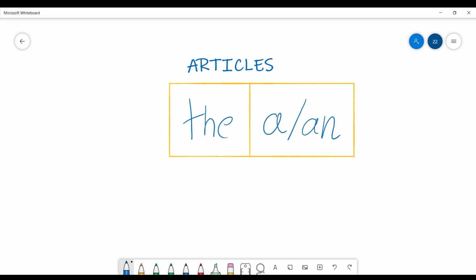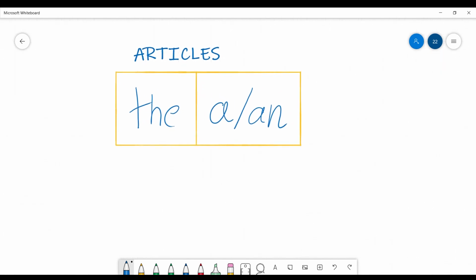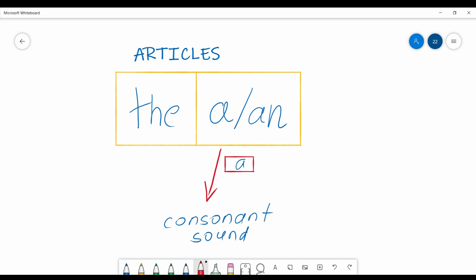Just a quick reminder of how to know which to use, "a" or "an". If we have a word starting with a consonant sound, we use the article "a", and we use the article "an" if we have a noun or a noun phrase starting with a vowel sound. For example.